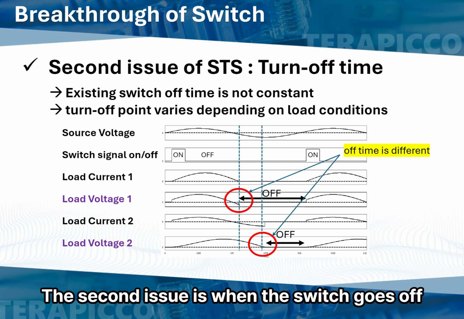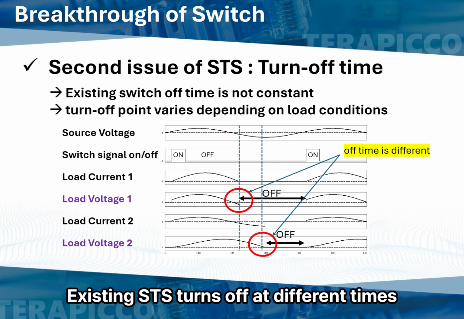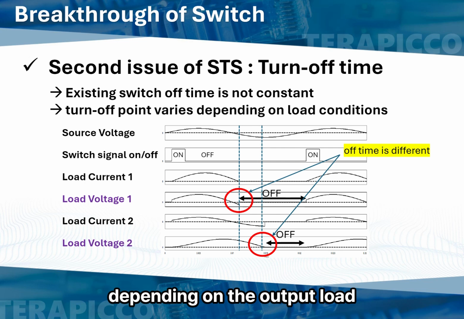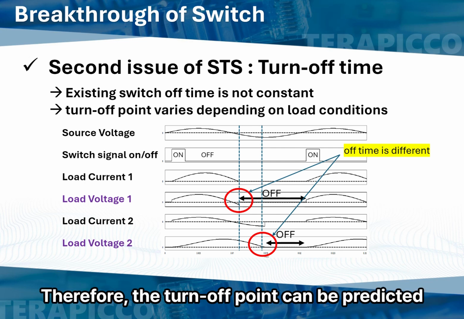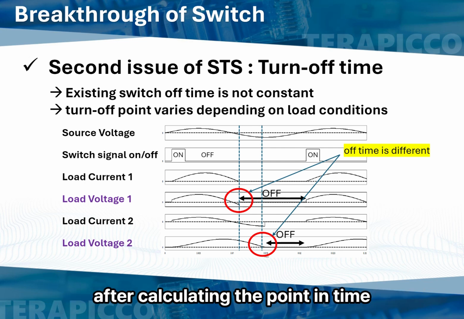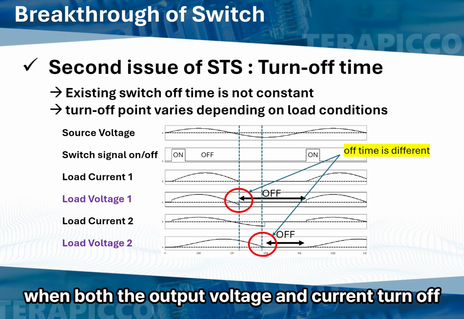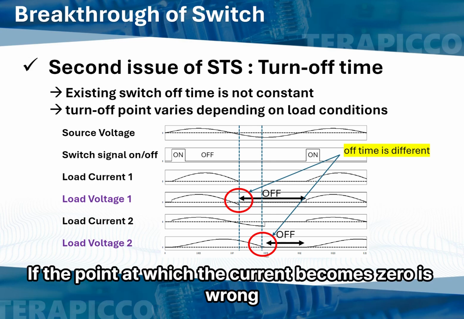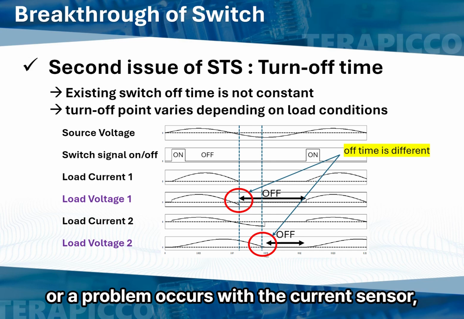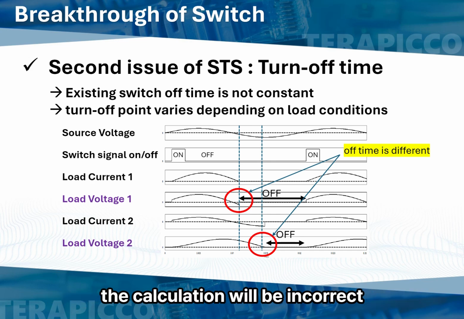The second issue is when the switch goes off. Existing STS turns off at different times depending on the output load. Therefore, the turn-off point can be predicted after calculating the point in time when both the output voltage and current turn off. If the point at which the current becomes 0 is wrong or a problem occurs with the current sensor, the calculation will be incorrect.